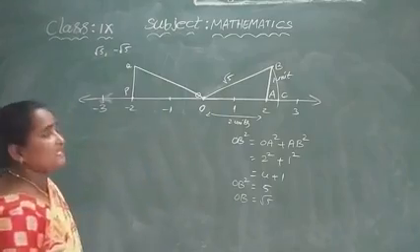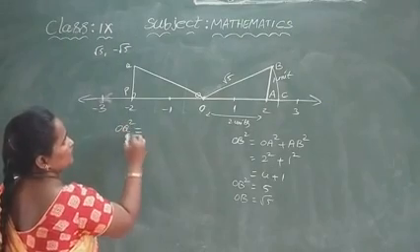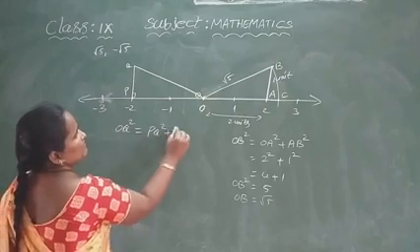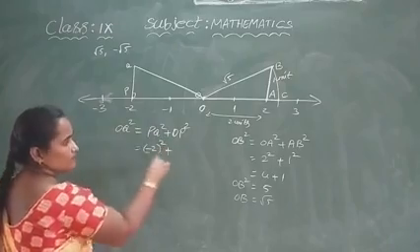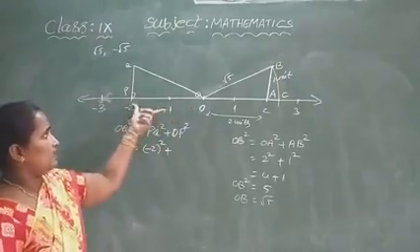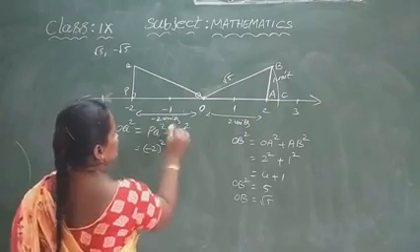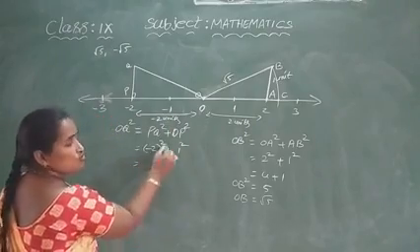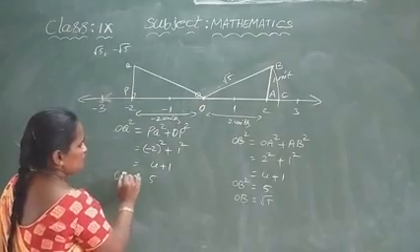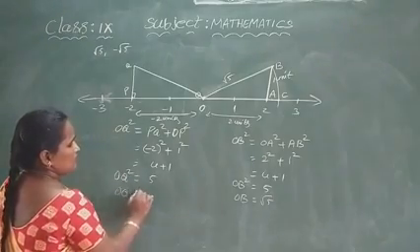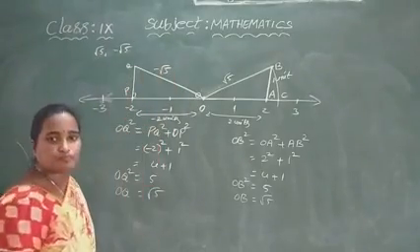Here also, by using Pythagoras theorem, this is 90 degrees. The side opposite to the right angle is OQ, the hypotenuse, so OQ square equals PQ square plus OP square. PQ is 2 units, minus 2, that means minus 2 whole square, and OP is 1, so 1 square. Minus 2 whole square is 4, plus 1, that is 5. So OQ square is 5, OQ is equal to root 5.